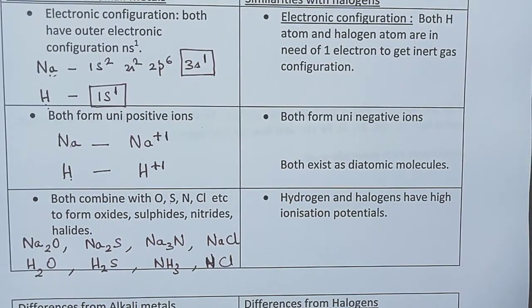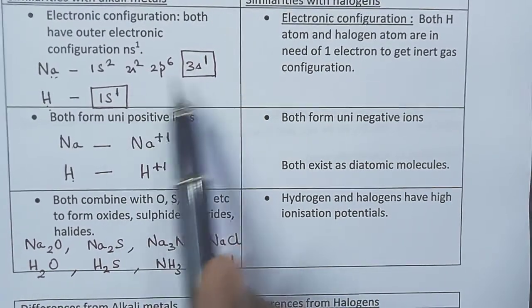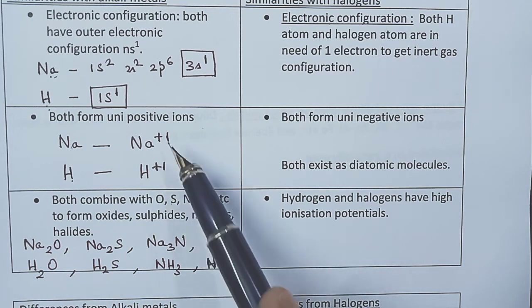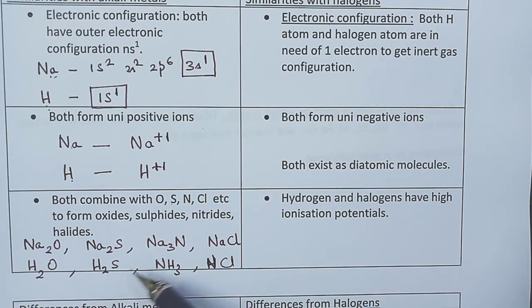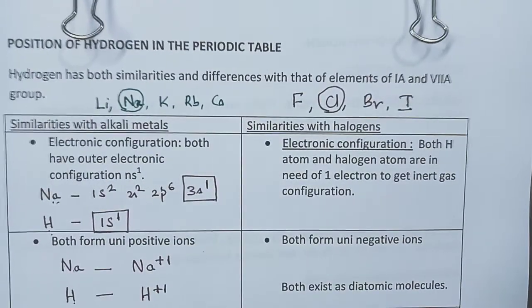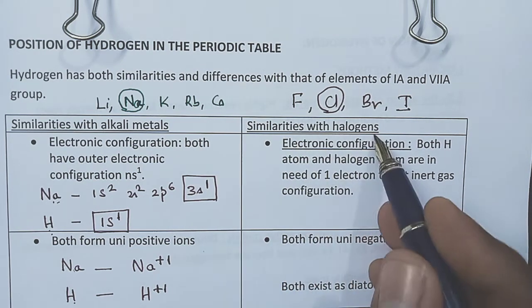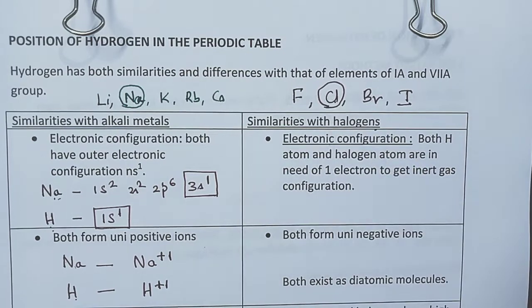I repeat once again, alkali metal and hydrogen both have the same outer electronic configuration. Both are able to form unipositive ions. Both are able to form oxides, sulfides, nitrides and halides. So this is the similarity of hydrogen with alkali metals. Now let us discuss the similarity of hydrogen with halogens. The example which we are considering is chlorine.